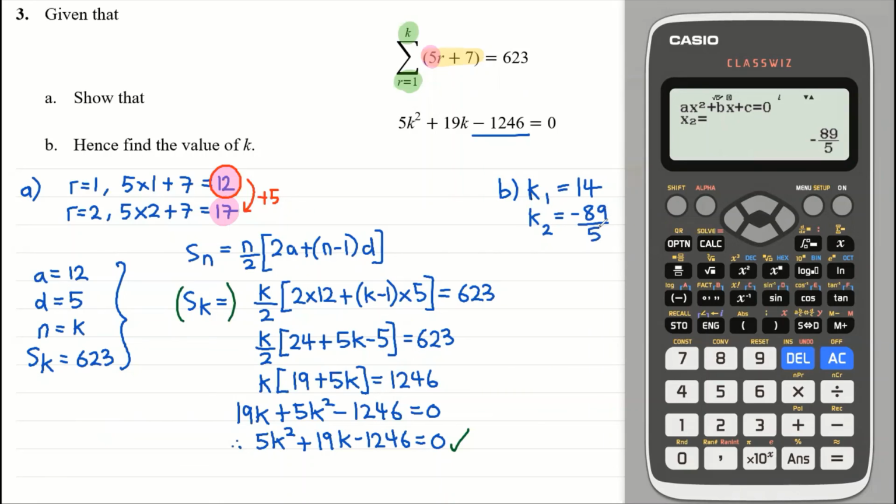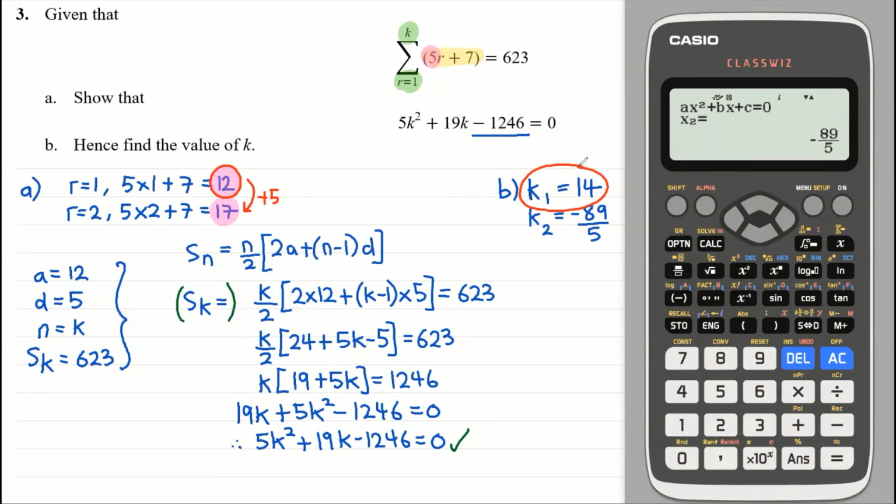Okay, so I've alluded to the fact that this isn't going to work, this k2 one, simply because k must be a natural number, and that is not a natural number. It's a fraction and it's negative, so it fails on two counts there. So the first result is going to be our answer.